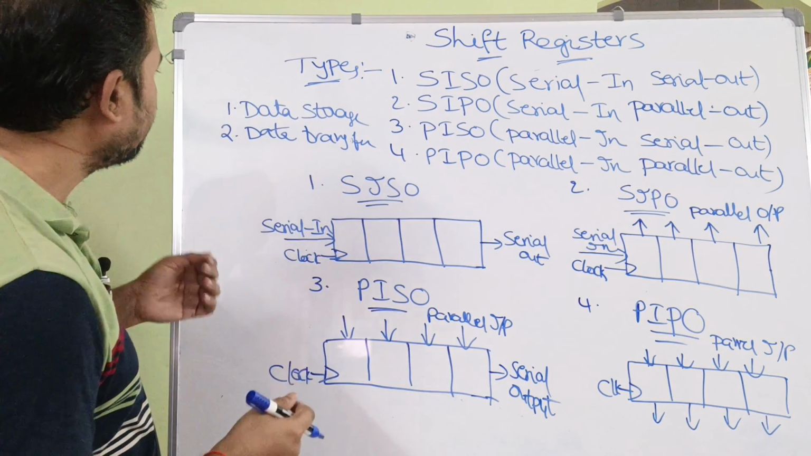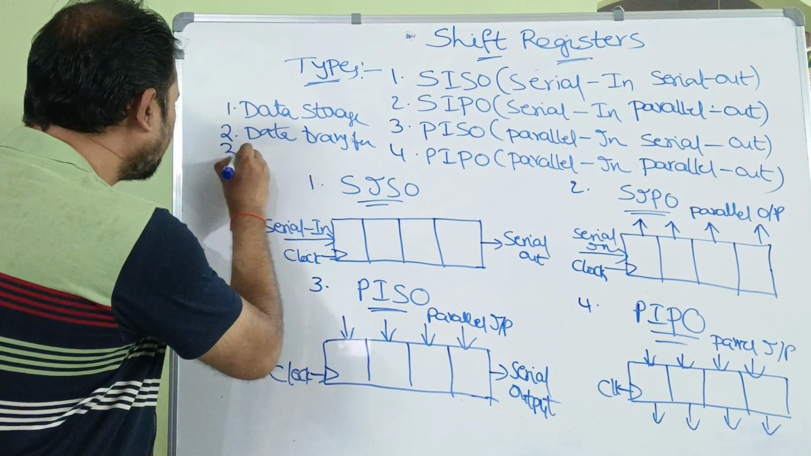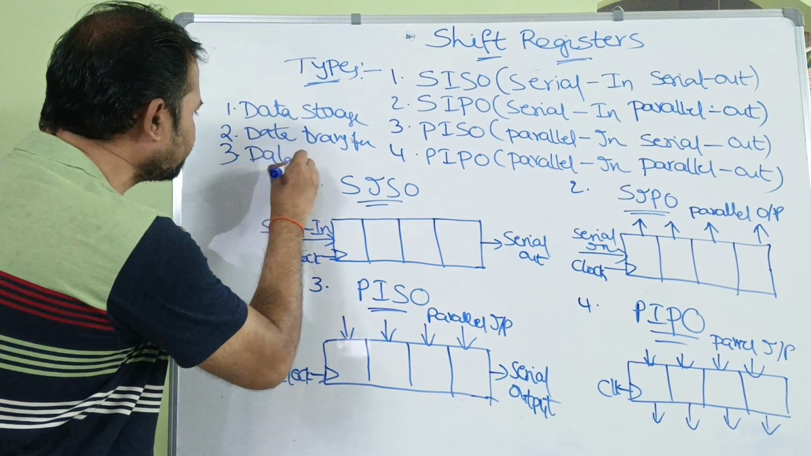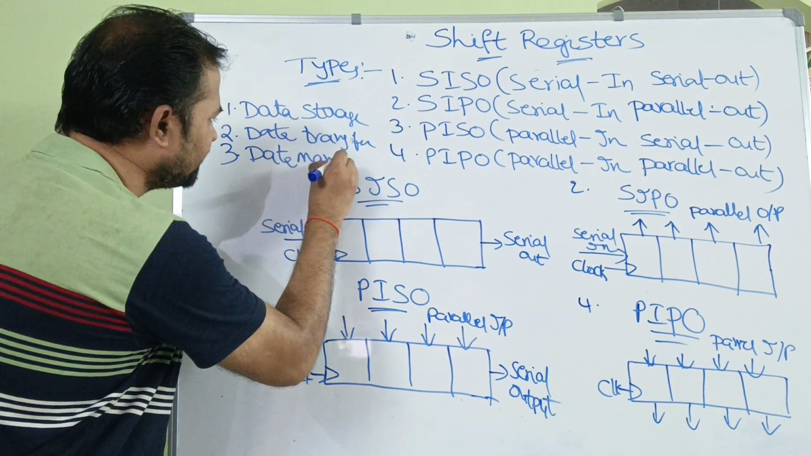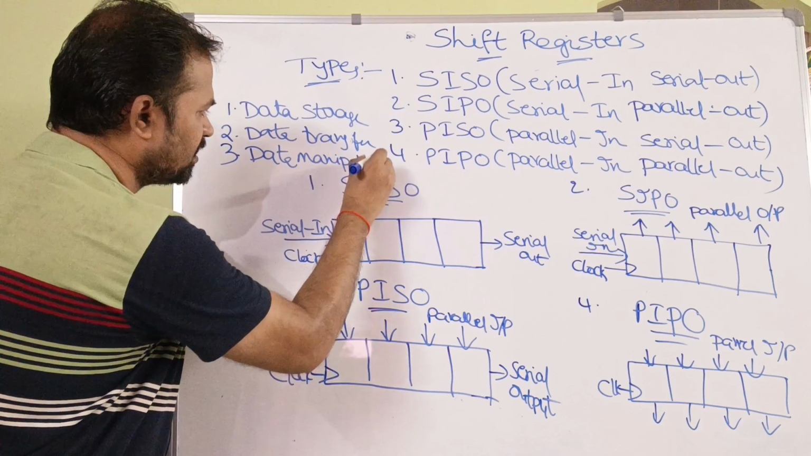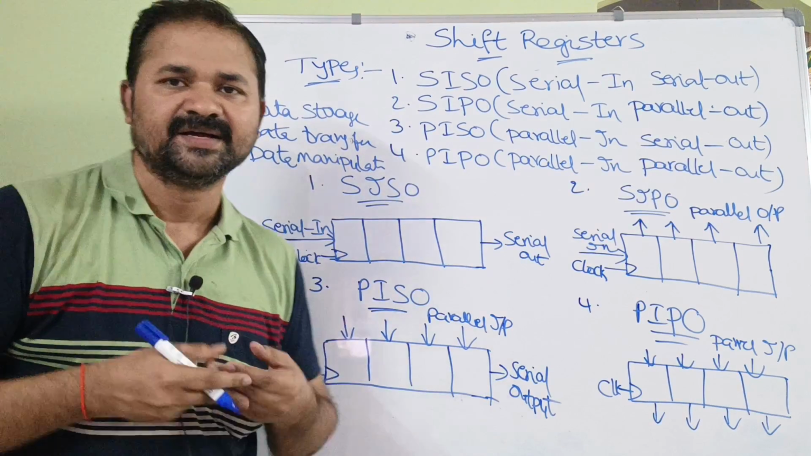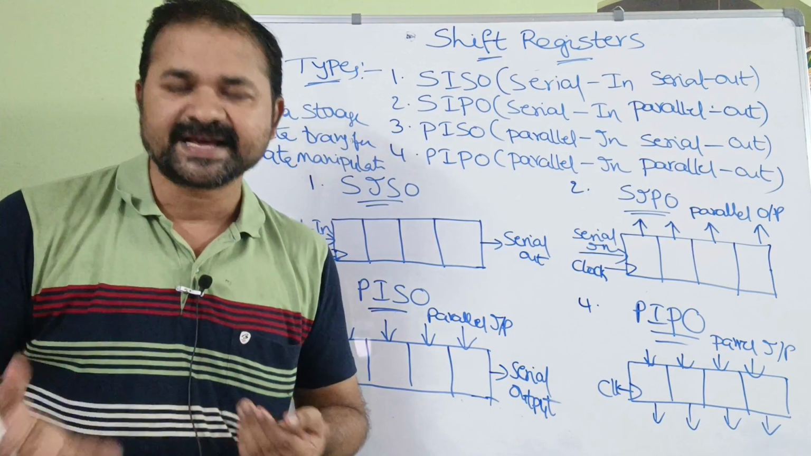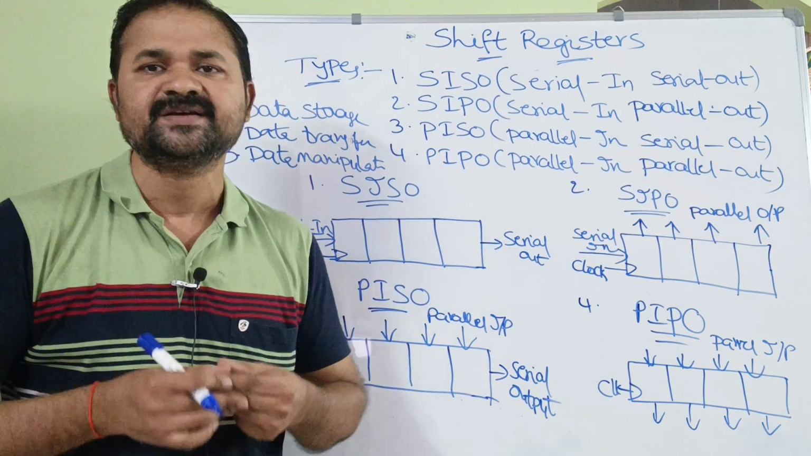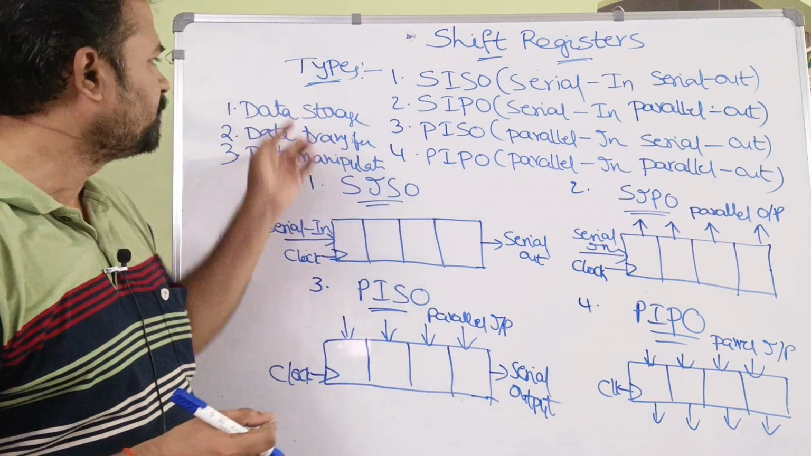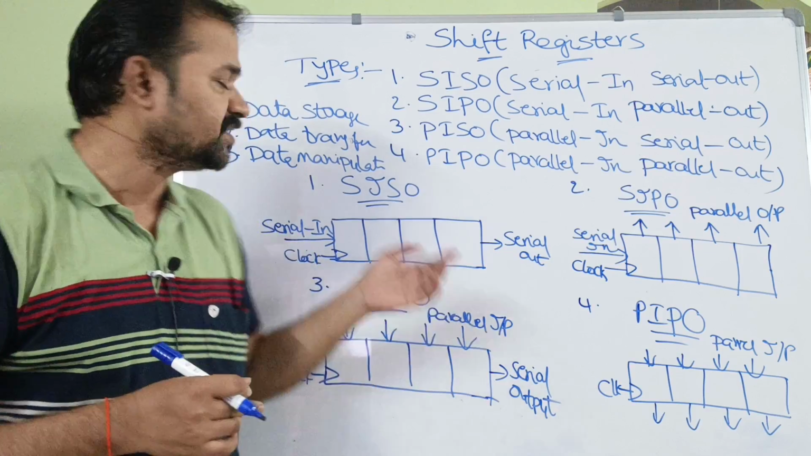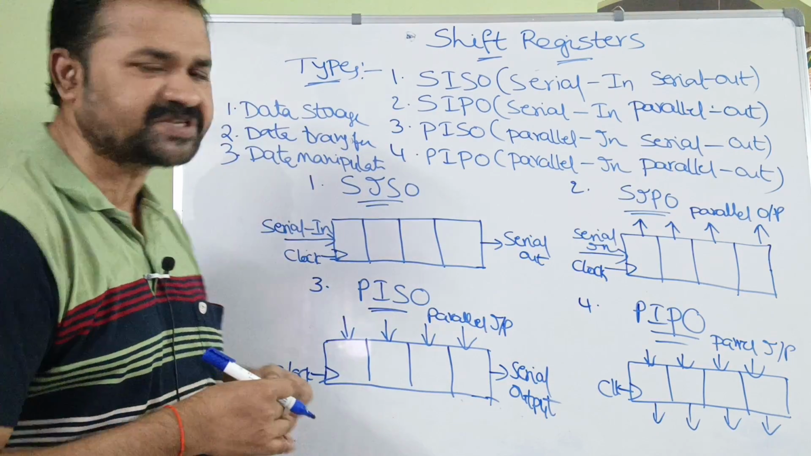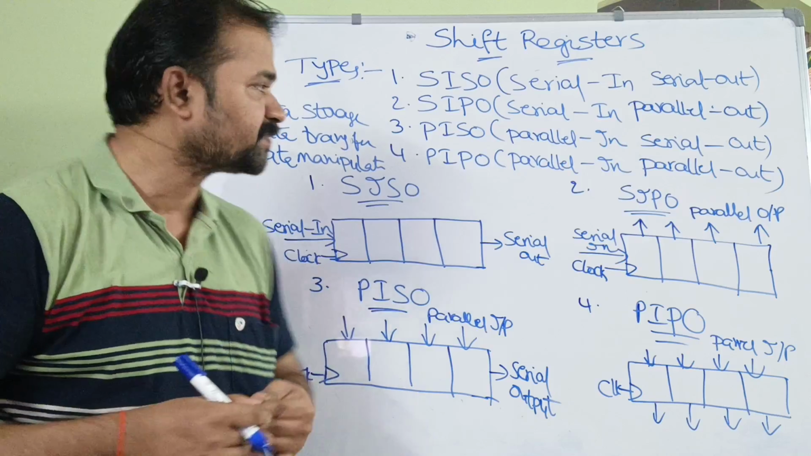The third application is that with the help of shift registers we can do various data manipulations, like addition, multiplication, and division operations. So these three are the major applications of shift registers.